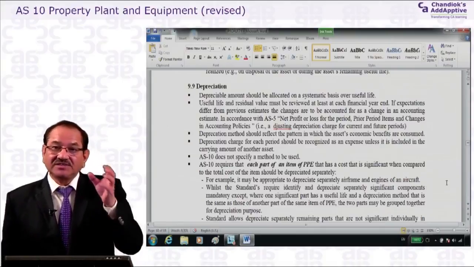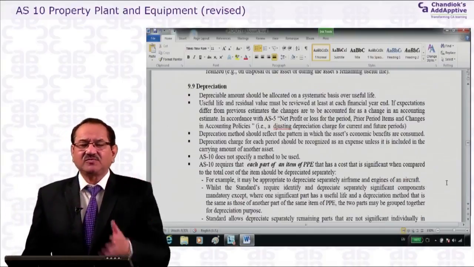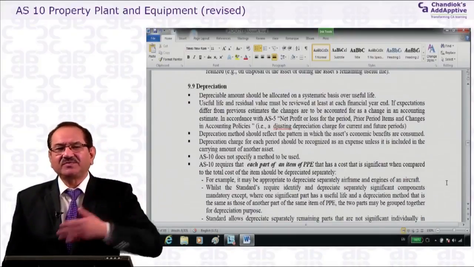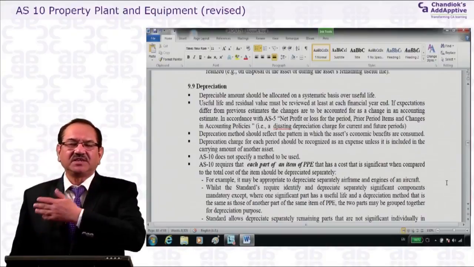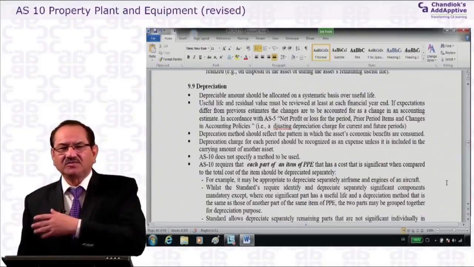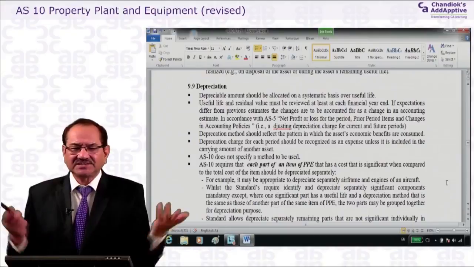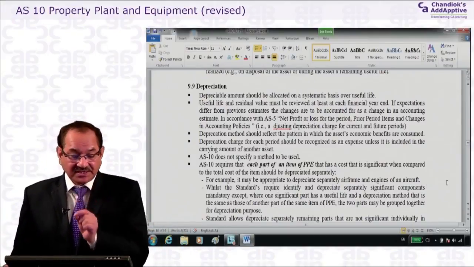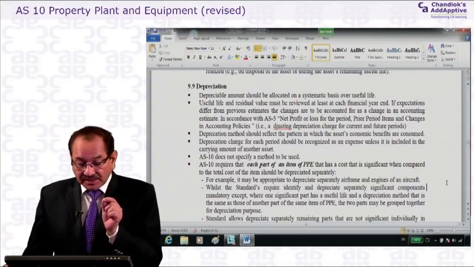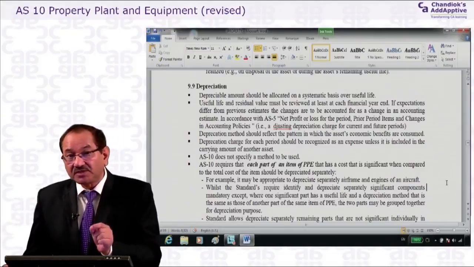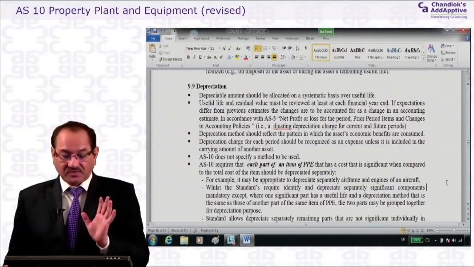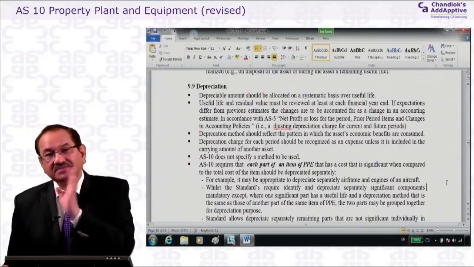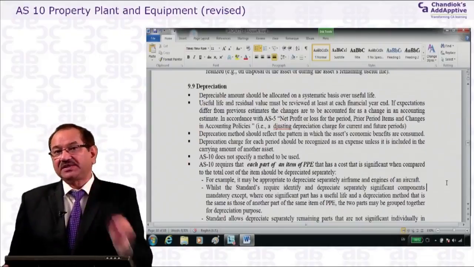Now this accounting standard also doesn't say what the methods of depreciation are. For example, it mentions the written down value method, straight line method, unit cost method, output method. They say these are generally used methods of depreciation. But what is the basic principle? The basic principle is that whatever depreciation method you follow should reflect the pattern in which the asset's economic benefits are consumed. It should reflect that pattern.